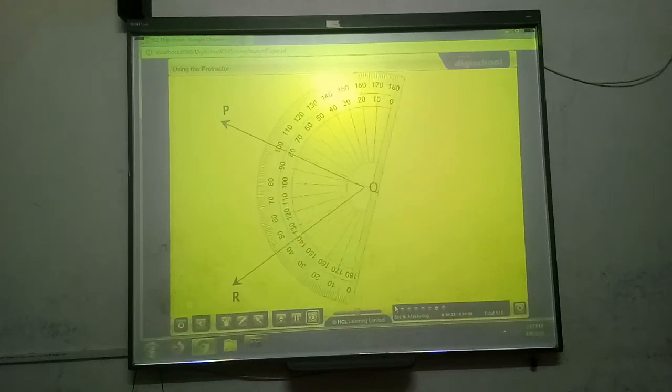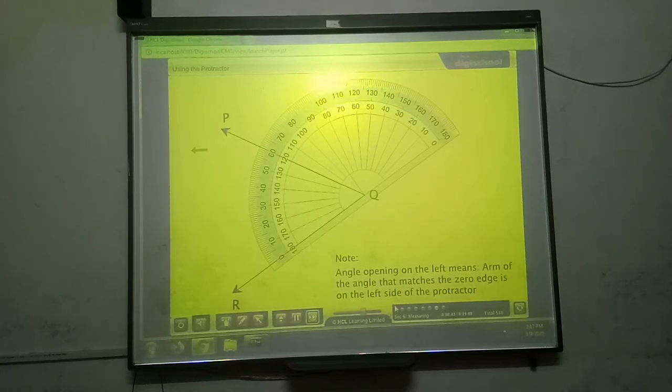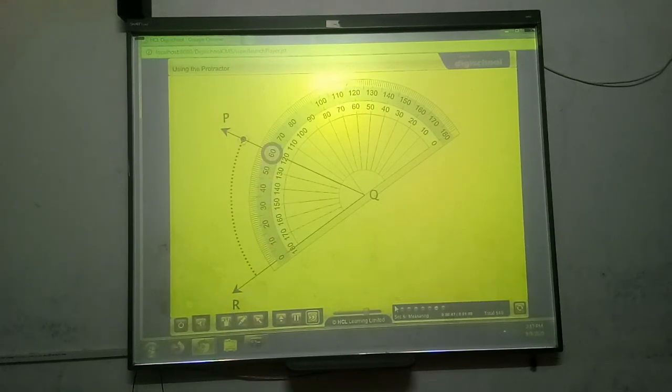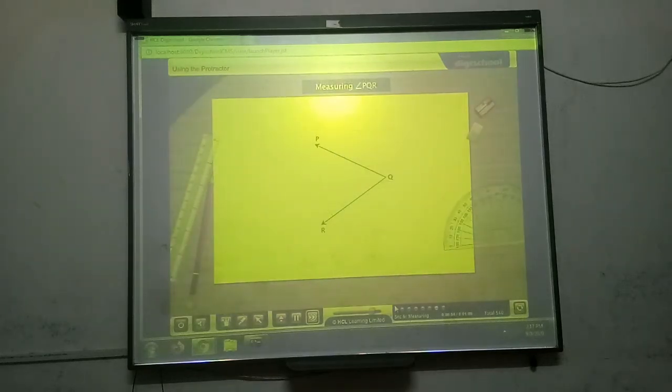We can also keep the zero edge of the protractor on QR. Then the angle opens to the left side and therefore we must use the top row. Read the number in the top row where the arm QP meets the protractor. It shows 60. So, the angle PQR is 60 degrees. This is an acute angle as it is lesser than 90 degrees.